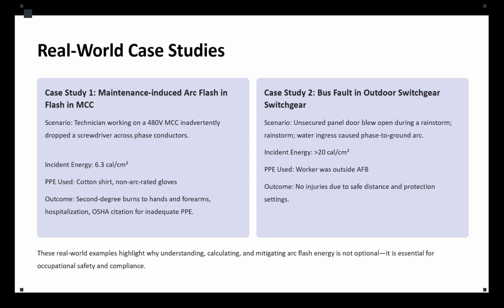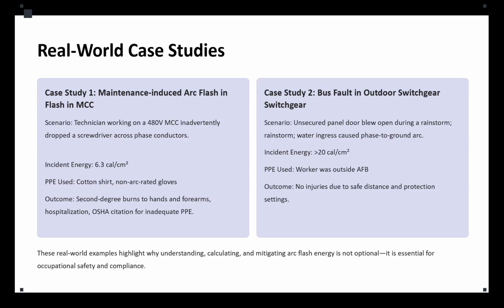So rainwater entered the energized compartment and caused a phase-to-ground arc fault. Basically, what happened before the event was that the cabinet was located in the outdoor switchyard. The operating voltage for that specific configuration was 4.16 kilovolt. And the switchgear was not properly sealed, so the door latches were corroded and failed during the storm.